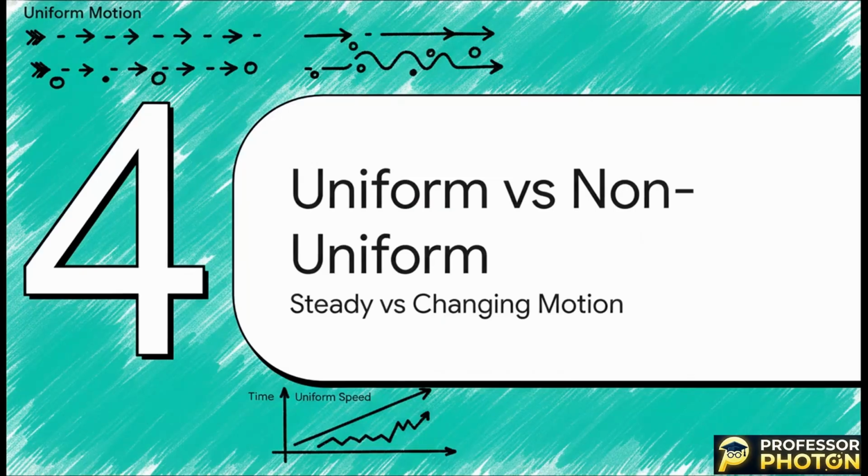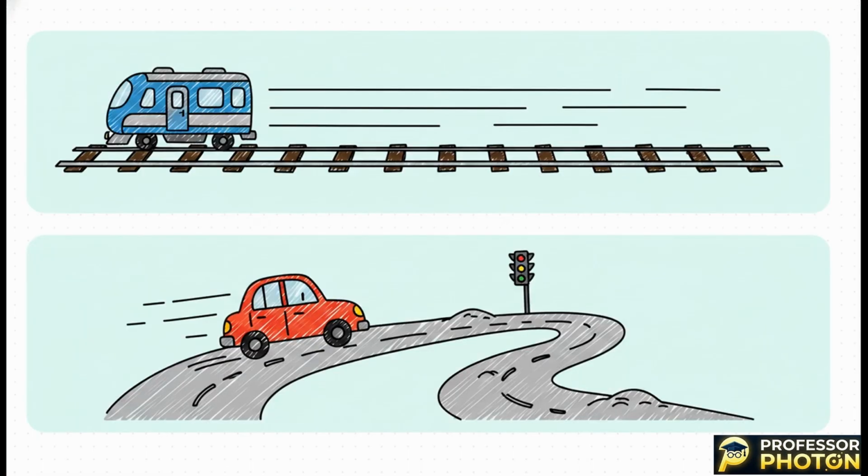Okay, let's dive into what happens when our speed isn't perfectly steady. Section 4, uniform versus non-uniform motion. This concept is wonderfully simple. If an object is in uniform motion, it's perfectly consistent. A train locked in on a straight track at exactly 120 kilometers per hour, that's uniform.